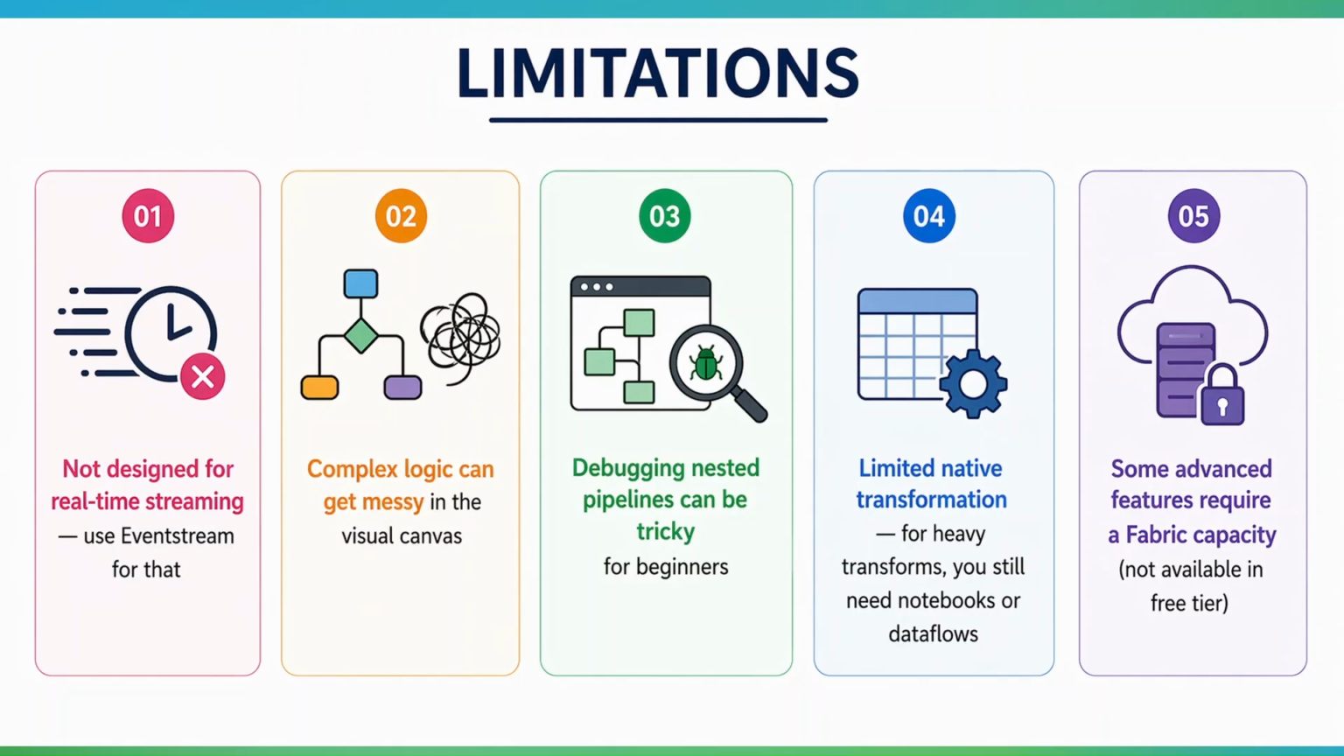All right, so we have seen some use cases and benefits of the pipeline, and let's be honest, every tool has its own limitations, and pipelines are no exception. This highlights five important ones where pipelines cannot work efficiently. Pipeline is basically not for real-time streaming. Pipelines are designed for scheduled batch processing, not for live data streams. If you need real-time streaming or real-time execution, you will use Eventstream instead.